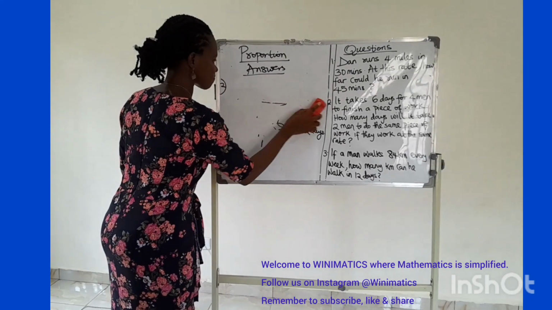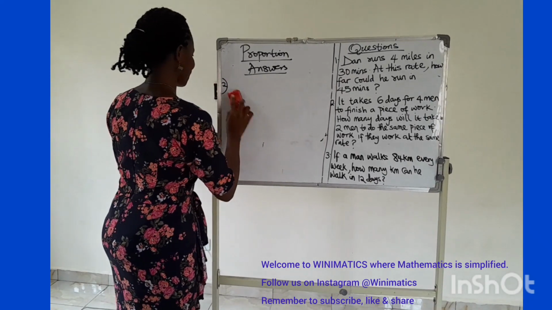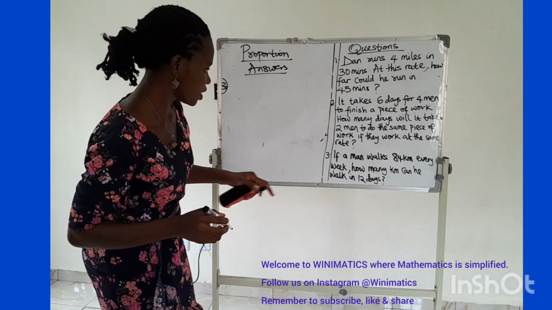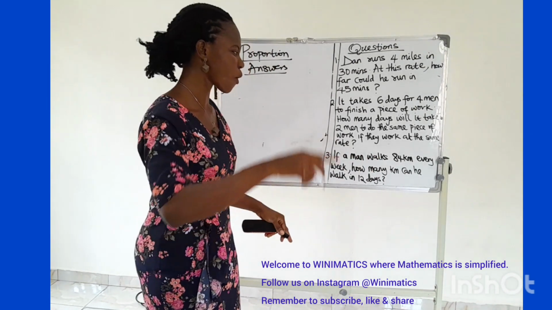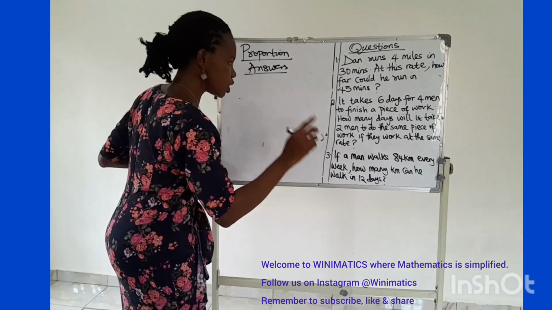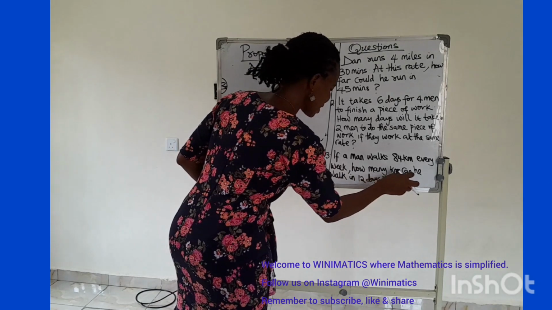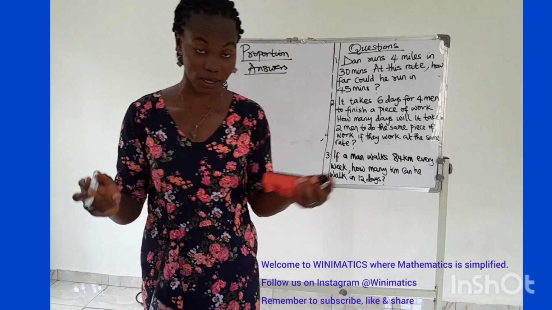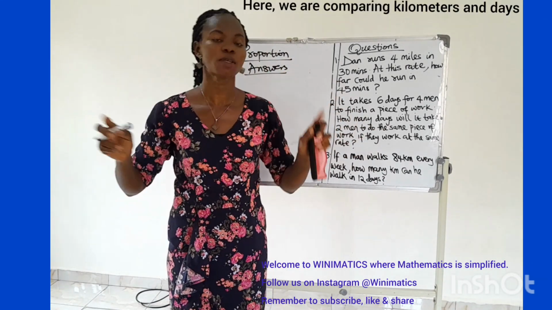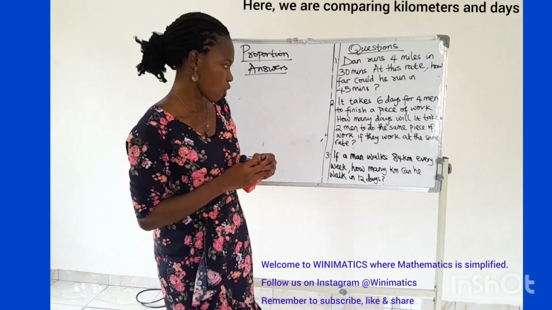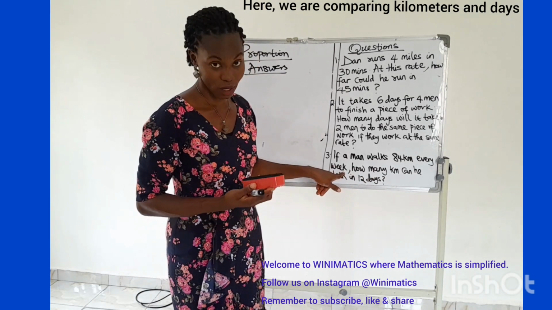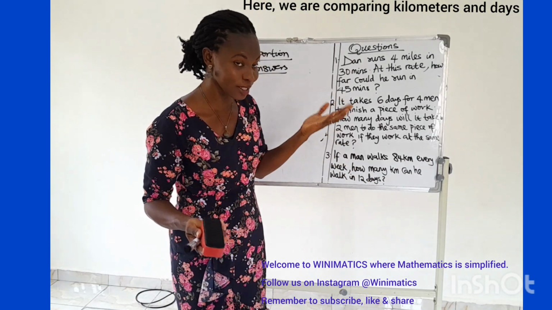Number 3. Let's answer number 3. What's the question in number 3? If a man walks 84 kilometers every week, how many kilometers can he walk in 12 days? Because whenever a question is asked, you jump in, because in proportion we are comparing two items. So let's look at this and know what we are comparing. We're comparing kilometers and weeks, which you can equally change to days. So we have the days and the kilometers here.